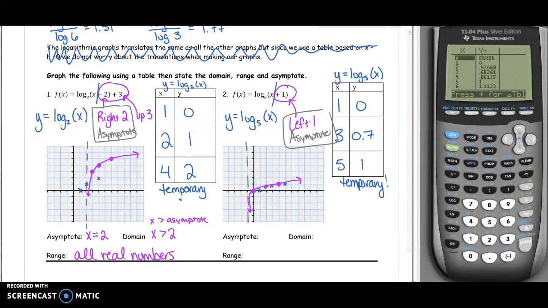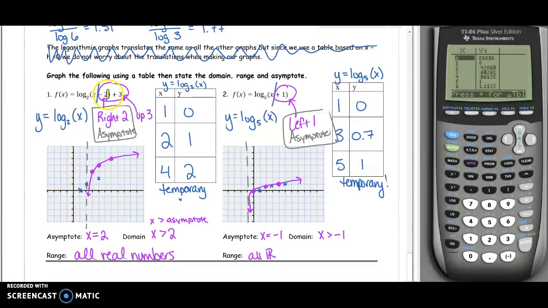What is our asymptote? X equals -1. Our domain is x is greater than -1. All of our points are to the right of that asymptote, on the positive side of the asymptote, so all of our x values are bigger than -1. And our range is all real numbers. The asymptote is -1 because we moved the graph left 1.